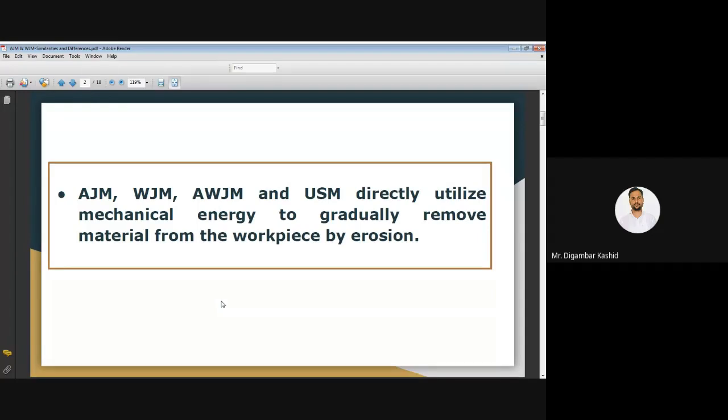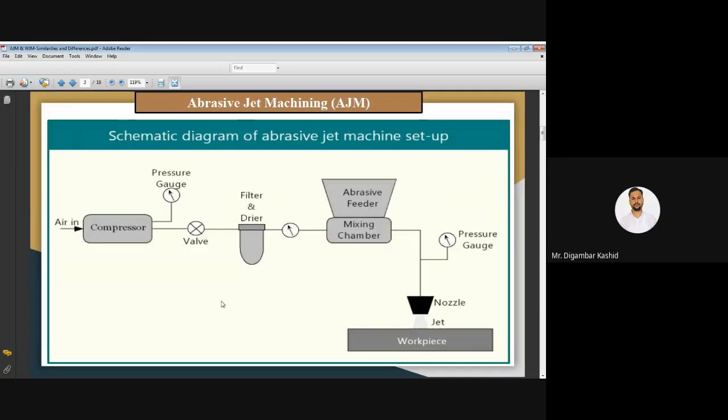Now, by which action do these processes remove the material? By erosion action. So in short, abrasive jet machining, water jet machining, abrasive water jet machining, and ultrasonic machining, that is USM, directly utilize mechanical energy. For what purpose? To gradually remove material from the workpiece, by erosion. So in short, this is the principle. Now let us move to the next.